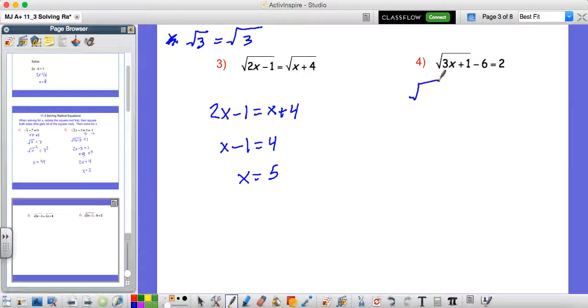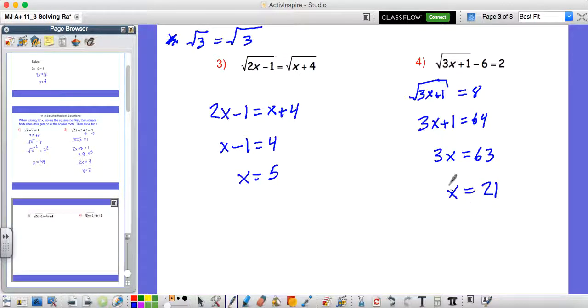Okay, so here we're going to add 6 to both sides. 3x plus 1 equals 8. Square both sides now. 3x plus 1 is equal to 64. Subtract 1 from both sides. 3x is equal to 63. Dividing by 3, x has to be 21. So I'm hoping you've got 21 as your answer. If you were to plug that back in, you'd see that you do get 2 on the left.